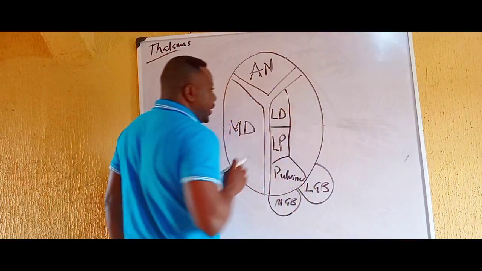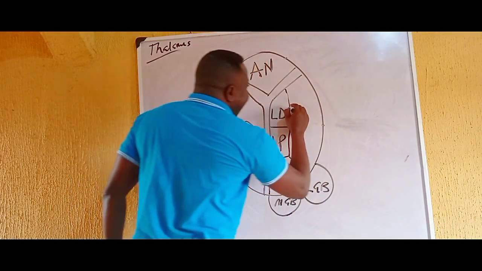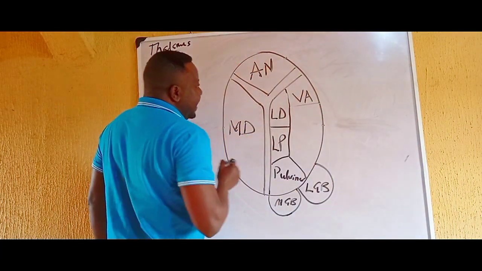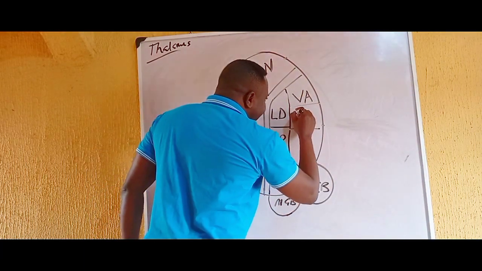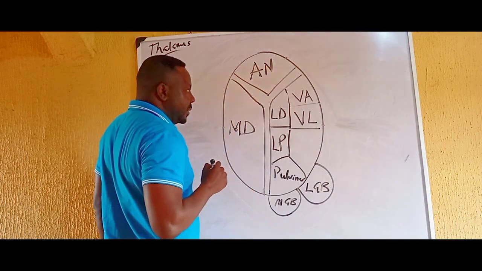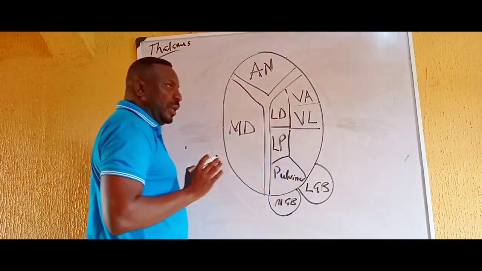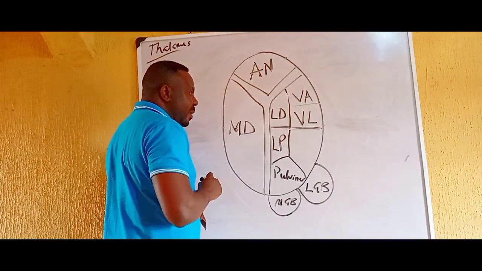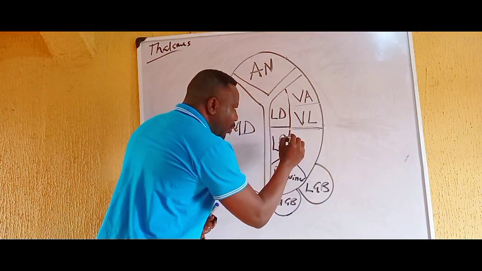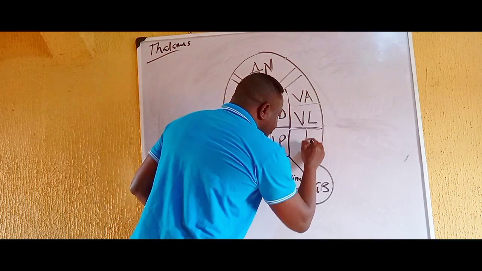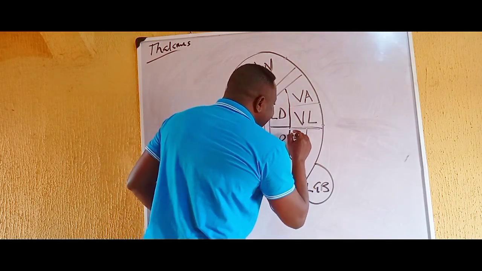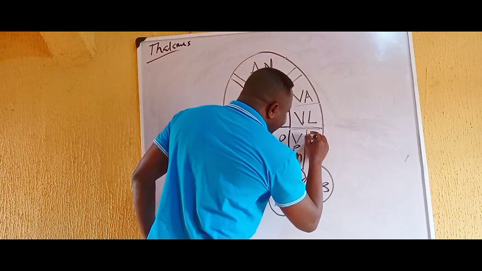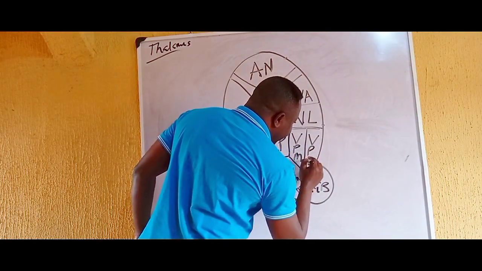Now, coming to the ventral tier, we have the ventral anterior nucleus, and then we also have the ventral lateral nucleus, and then we have the ventral posterior nucleus, or what is referred to as the ventrobasal complex. Now, the ventral posterior nucleus is further divided into two: the ventroposteromedial nucleus and the ventroposterolateral nucleus.